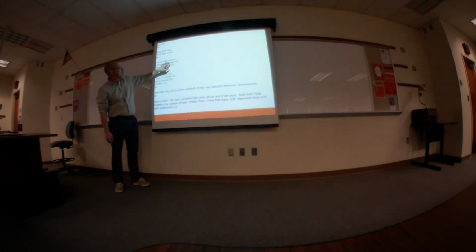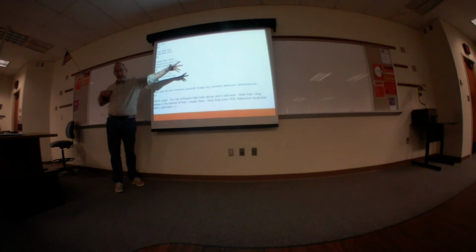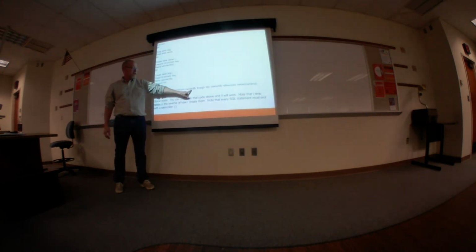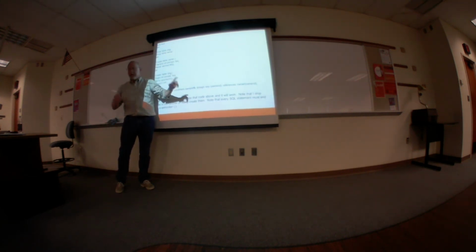Create table owner, owner ID int, primary key, name varchar 30. Create table dog, dog ID int, primary key, name varchar 30, owner ID int. Owner ID is a foreign key, right? Owner, dog, an example you've heard a million times. Alter table dog, add constraint, I made up this name, owner ID FK. Foreign key owner ID references owner, owner ID.